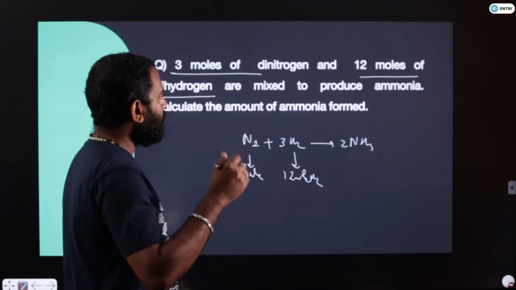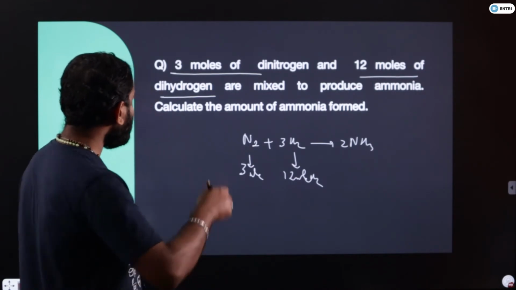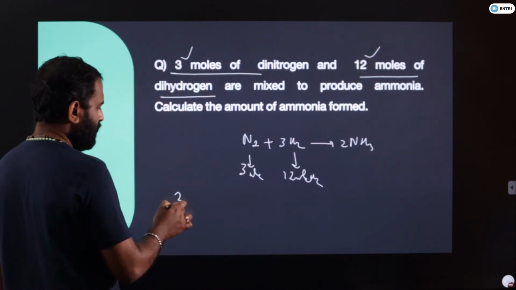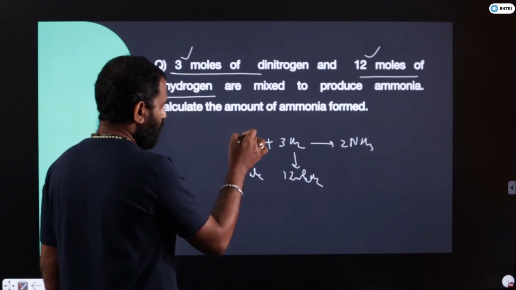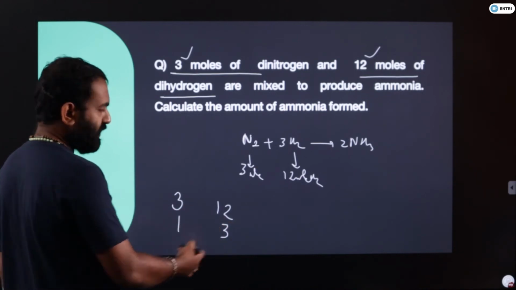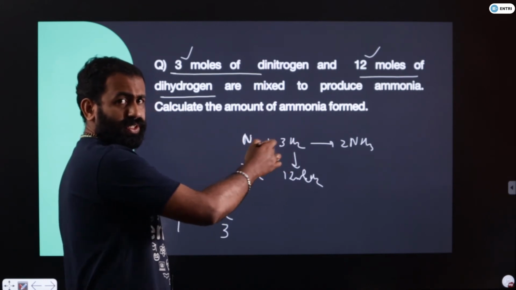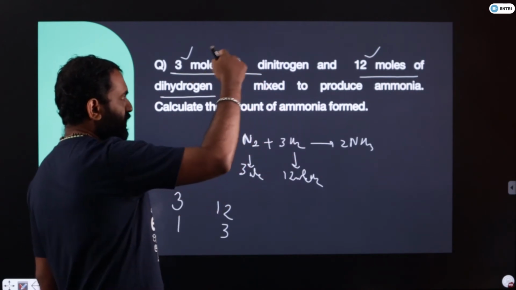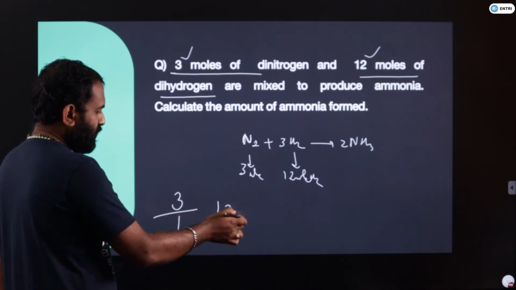So, first you have to identify which one is the limiting reactant. Easily we can identify this: the given values are 3 mole nitrogen and 12 mole hydrogen. In the stoichiometric data, 1 mole nitrogen combines with 3 mole hydrogen, that is 1 to 3. These are the stoichiometric ratio. The given data is 3 mole nitrogen and 12 mole hydrogen. So, just 3 by 1, 12 by 3.